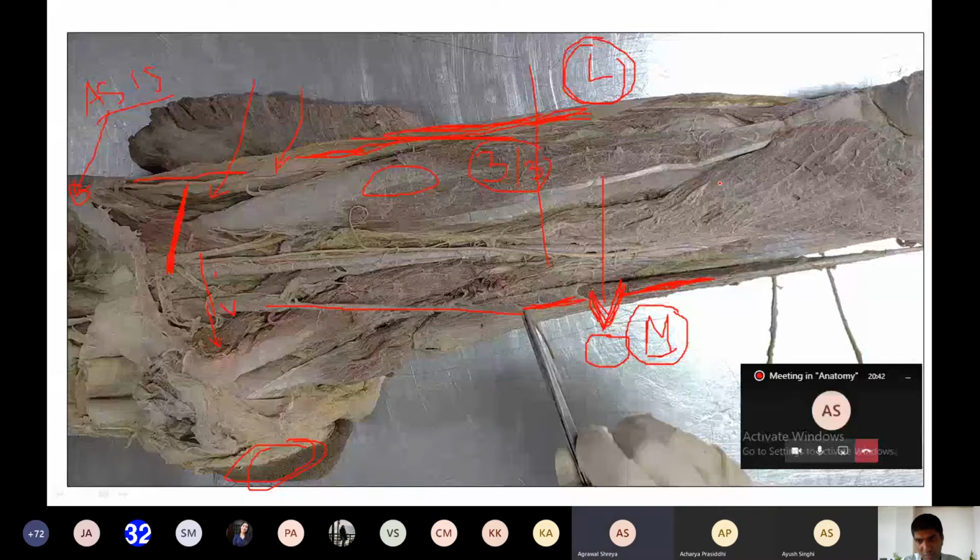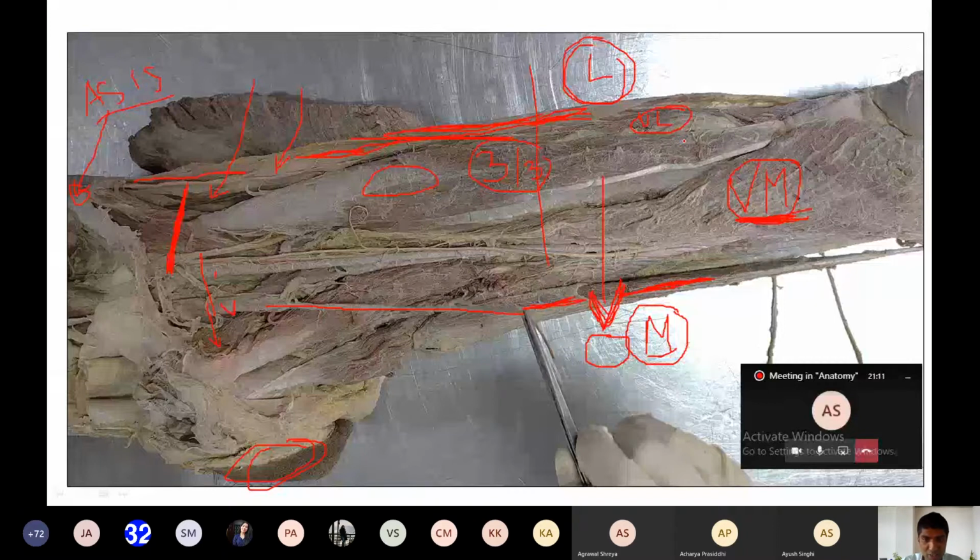Vastus medialis. Yes, vastus medialis. Okay. You can mute your mic now. This muscle is the vastus medialis. Okay, everybody should identify like this. This one is the vastus medialis. And laterally, this muscle is the vastus lateralis. Okay. And this muscle we have already identified. This one is the rectus femoris.